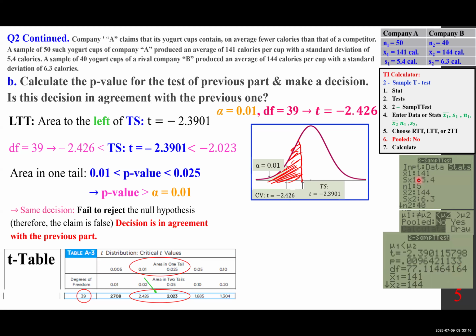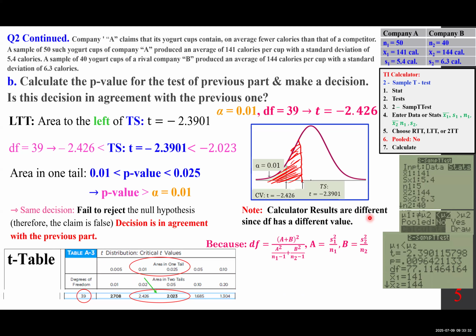And it will give you the result. Take a look at what happens here. Calculated results are different since degrees of freedom has a different value. Take a look at the degrees of freedom. Degrees of freedom is 77.111. Why is that?